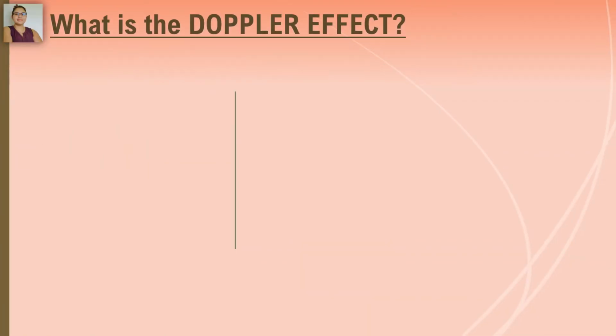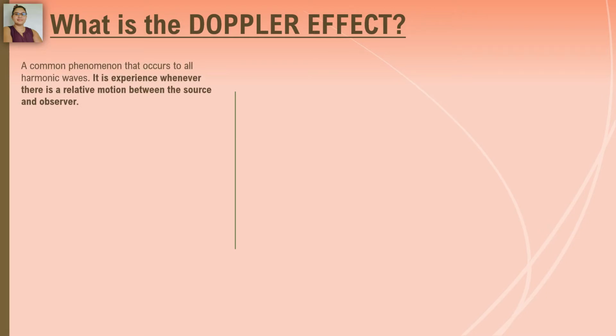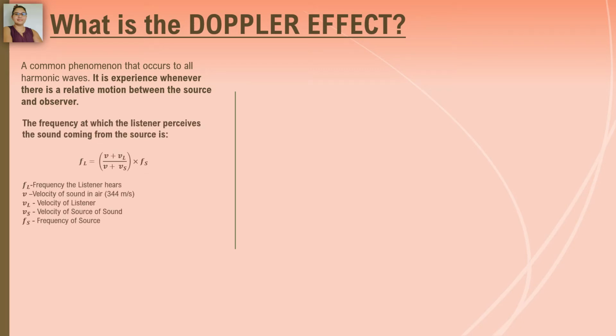What is the Doppler effect? The Doppler effect is a common natural phenomenon that occurs to all harmonic waves. It is experienced whenever there is a relative motion between the source and observer. The frequency at which the sound is perceived can be calculated using the following formula.